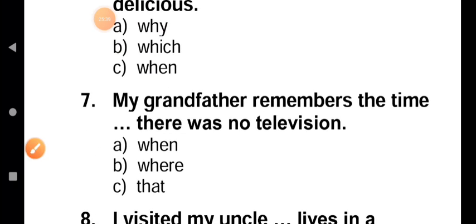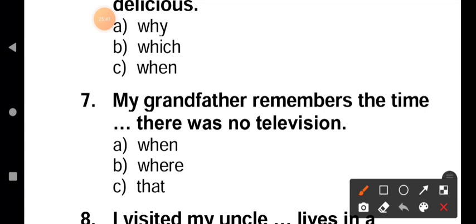And the seventh question is, my grandfather remembers the time. What is the time indication? The relative clause starts with the time, and the word is when. My grandfather remembers the time when there was no television.